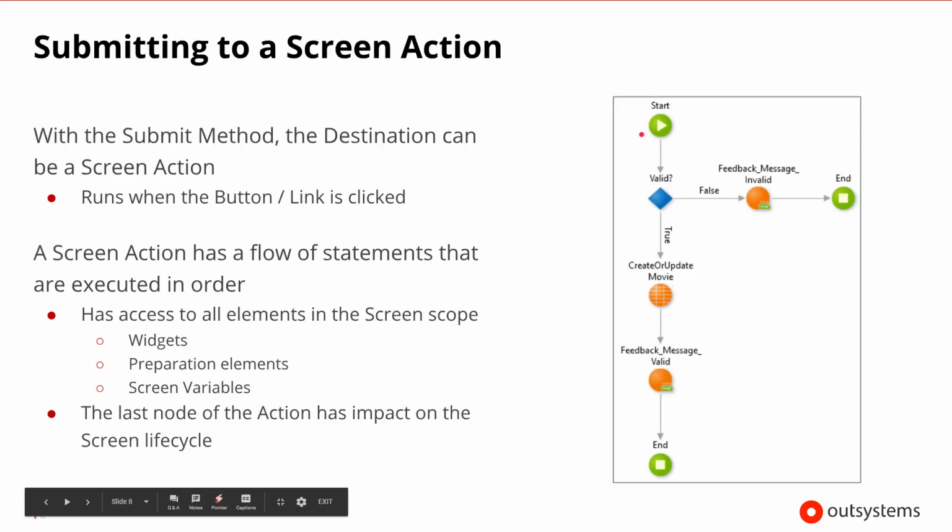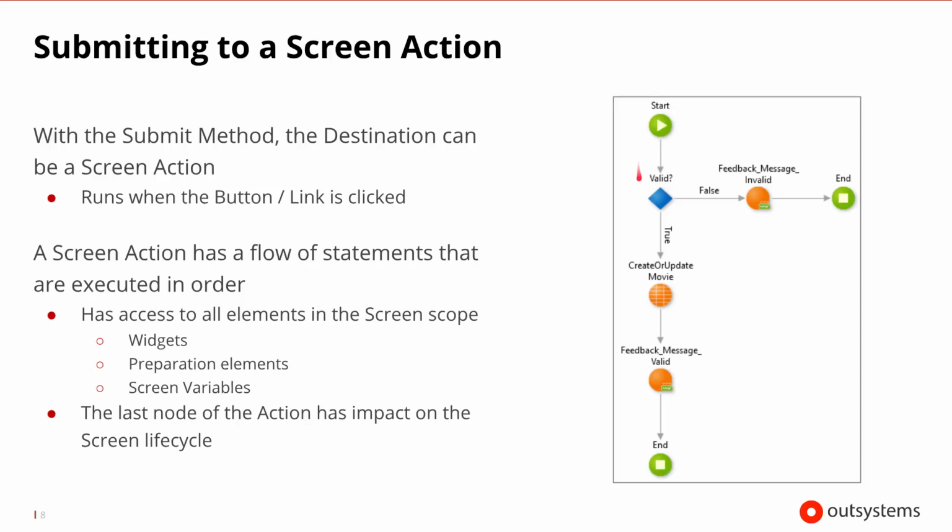So here the flow of this screen action starts by asking, was the information in the screen valid? If it wasn't, send an invalid feedback message and then stop and end, so go back to that screen. If it is valid, then we can update the movie and send a nice feedback message and then just go back to the screen that we were working on. So this screen action has a flow, and because we're doing low-code visual development, it's very easy for us to read what's happening inside of these flows.